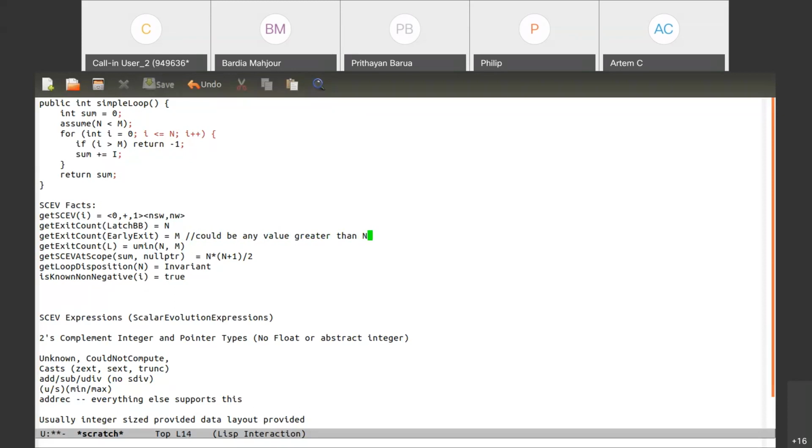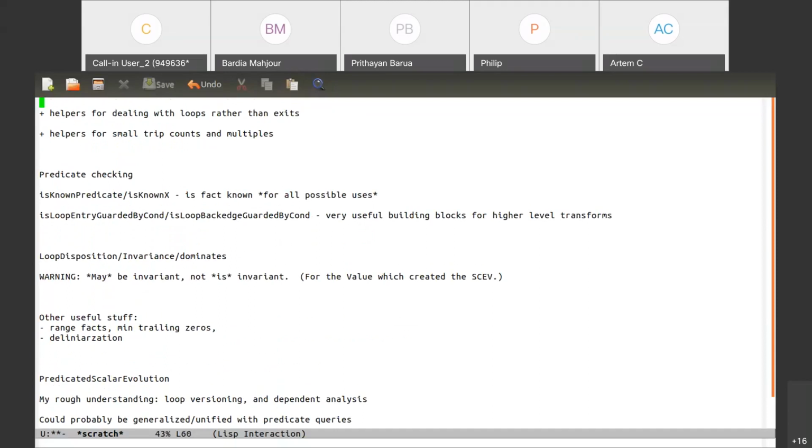So I guess there is no easy way to ask the question, is this exit never taken? Today, the way to do that is with the predicate infrastructure, the checking query infrastructure. You can say, give me the exit count of this latch, give me the exit count of the loop. Is the exit count of this exit known to be greater than the exit count of the loop? That is an exit that is never taken.